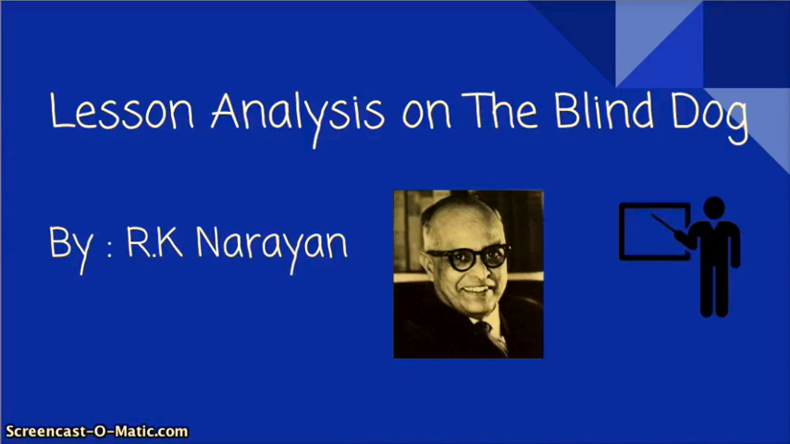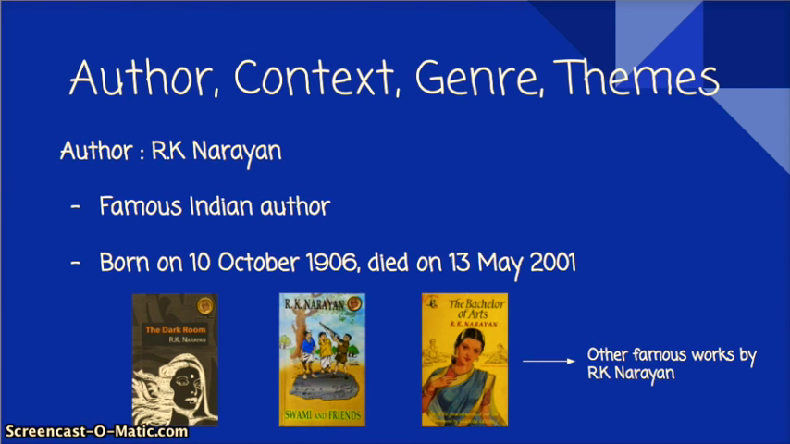Good afternoon, students. Today, we will be having a lesson analysis on The Blind Dog, written by R K Narayan. The author of The Blind Dog is R K Narayan. R K Narayan was born in Chennai, India in 1906 and died in 2001.